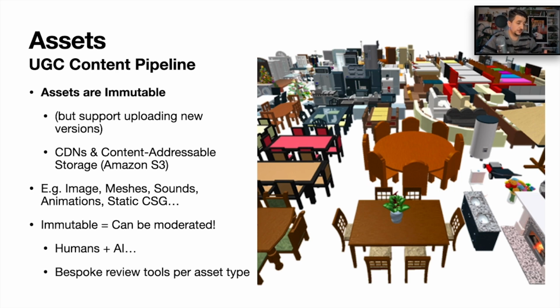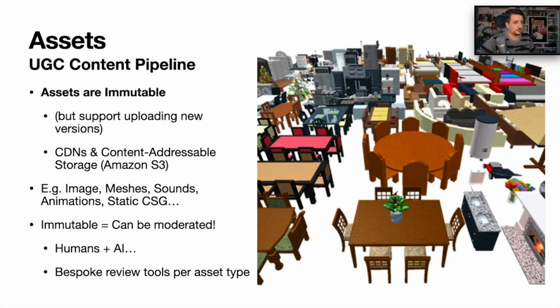And the fact that they're immutable is very important because it means that we can moderate them. We have a fleet of human moderators. Of course, we augment that with AI. So when you upload an image, moderators can look at it and approve it if it passes moderation.